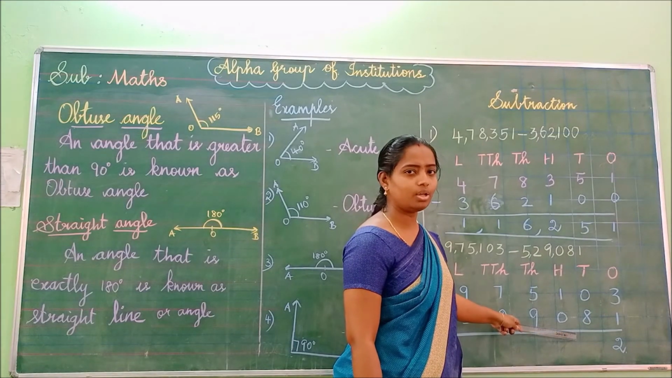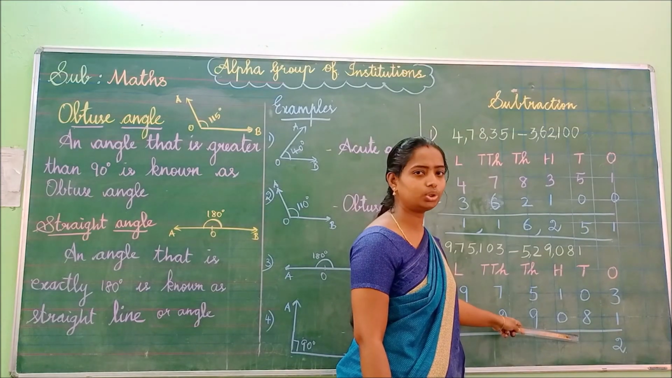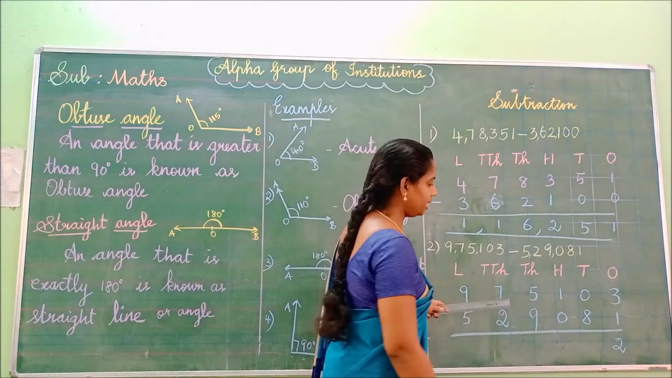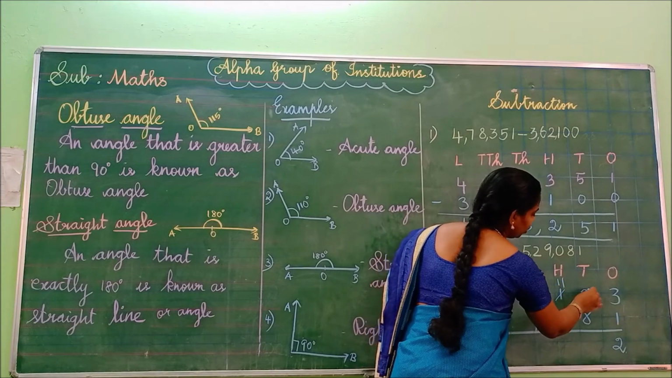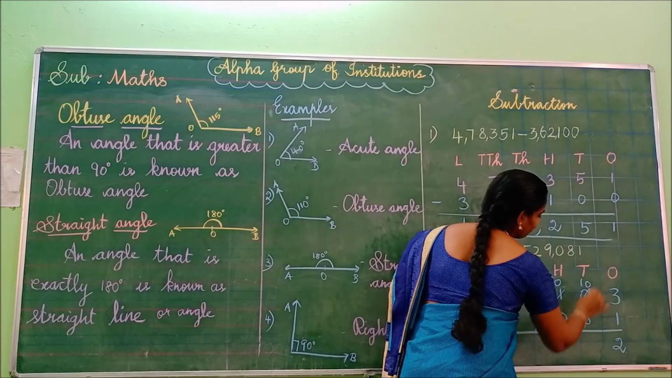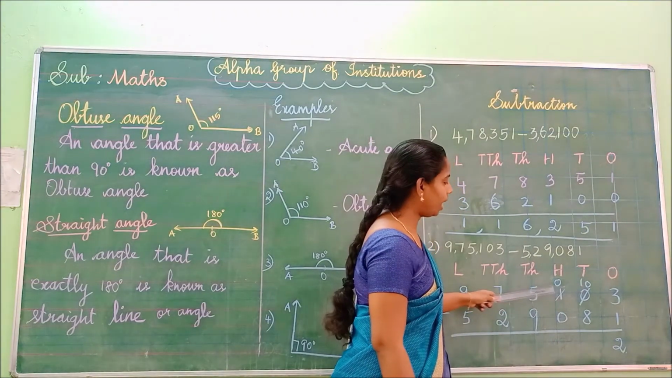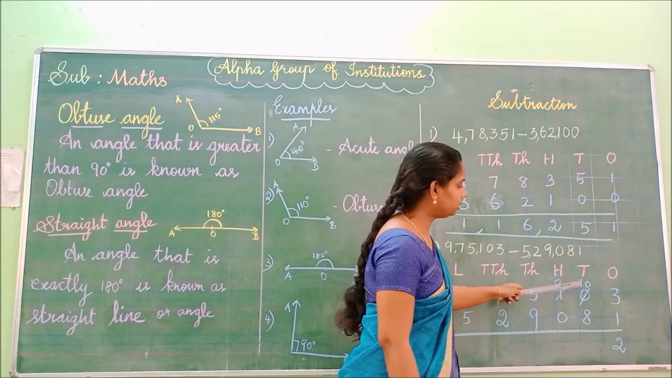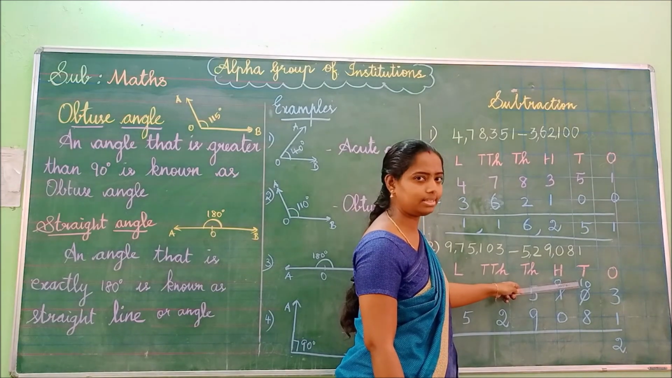0 is less than 8, isn't it? So we cannot subtract 8 from 0. So what we have to do? We have to borrow that one number from the hundreds side. Okay. See, 1 becomes 0 and 0 becomes 10. Isn't it? We have to borrow the 1 ten to the tens place. Okay. So 10. Here we got the greater number. Okay. Now you can subtract it.